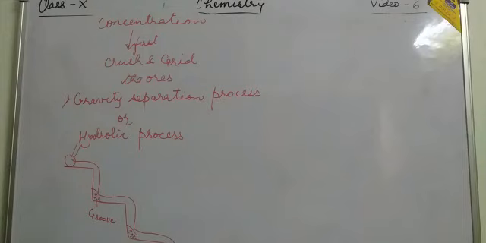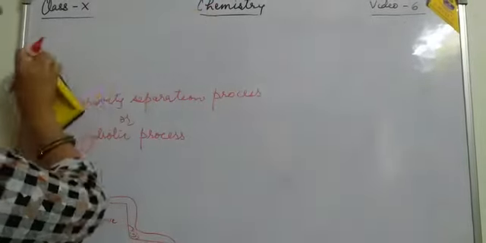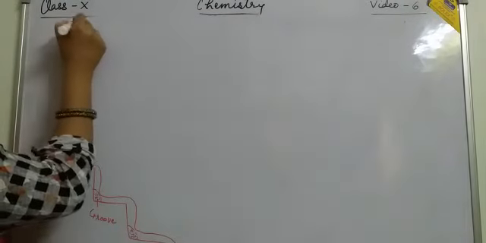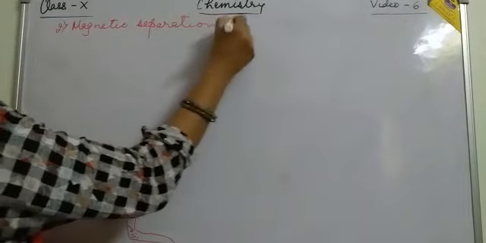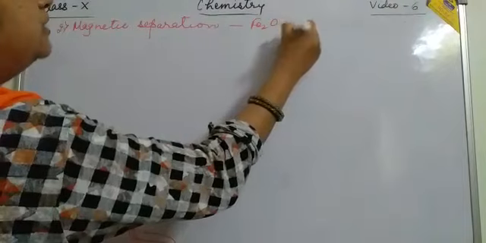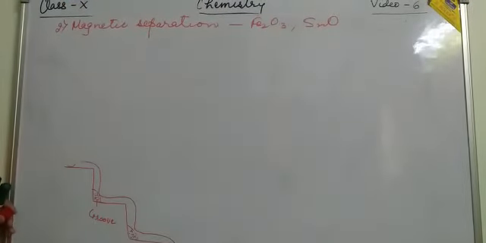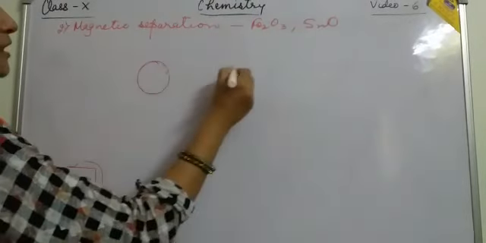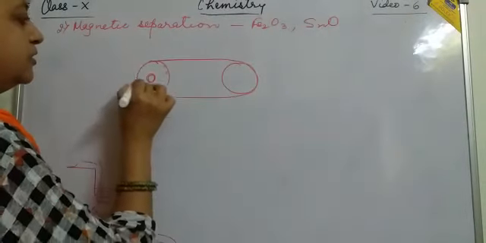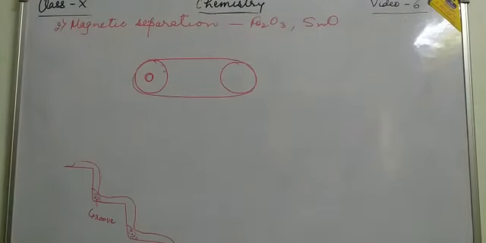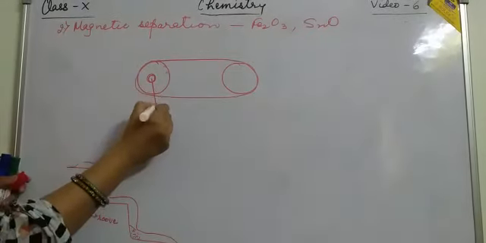The second term is magnetic separation. First is gravity separation and second is magnetic separation. In magnetic separation, we use crushed and ground magnetic ore. Magnetic ores, like iron ore and tin ore, are magnetic ores. Here an electromagnet is present, and there is a band with magnetic wheels. This is the magnetic wheel.